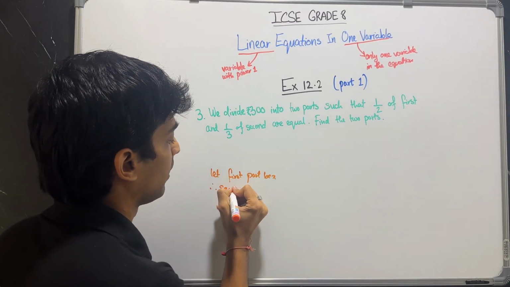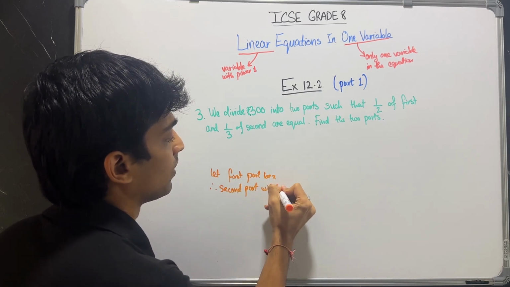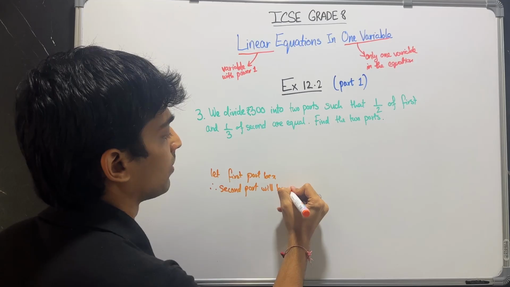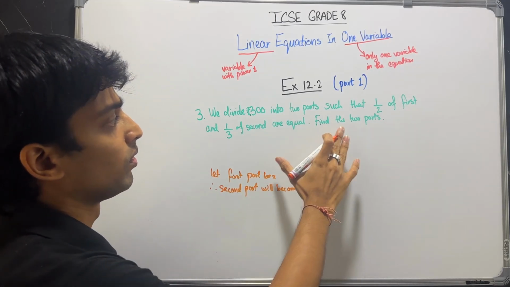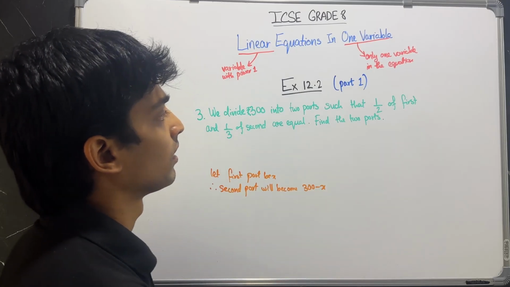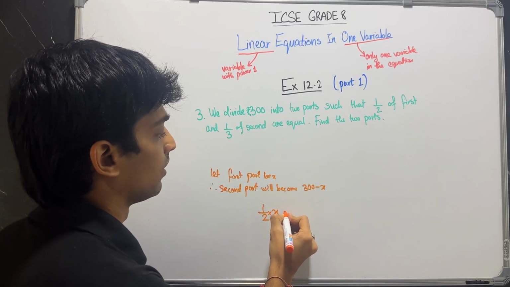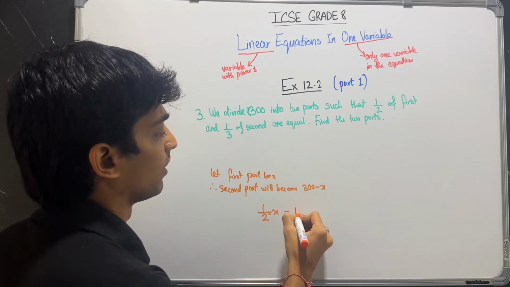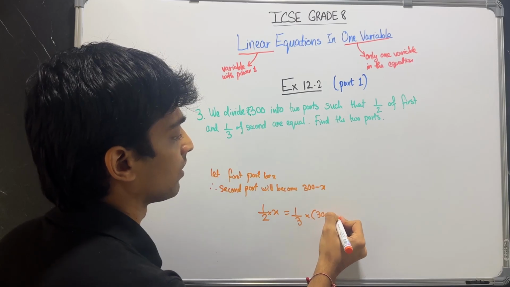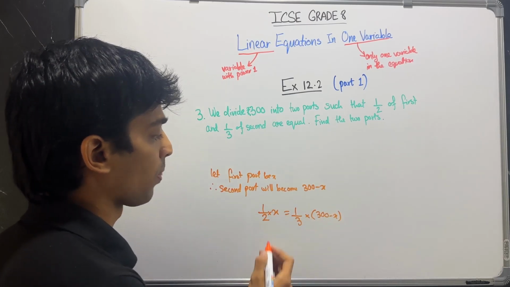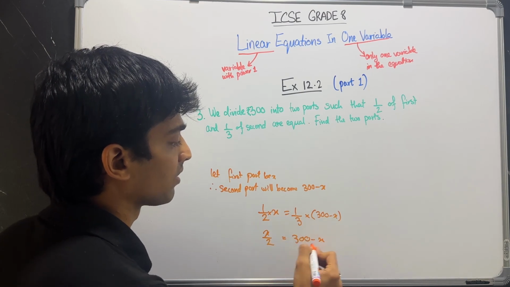Therefore, the second part will become 300 minus x. Now we just have to make an equation. So half of the first part is equal to 1/3 of the second. The second part is 300 minus x. Now let's just solve it. We will get x by 2 equal to 300 minus x by 3.